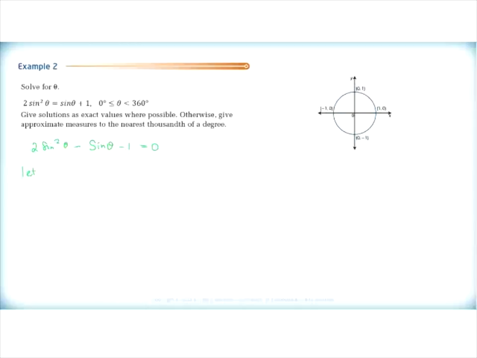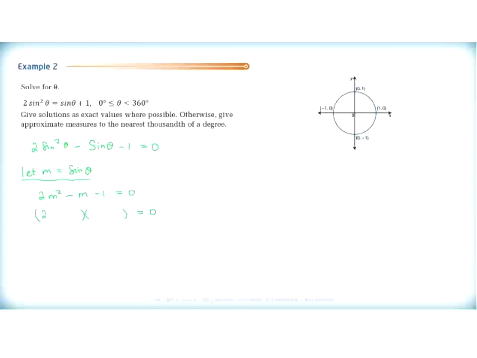Again, I'm going to let m equal sine theta so that it makes it a little simpler. That's all it does. And I get 2m squared, subtract m, subtract 1 equals 0. Now again, I'm going to factor this equation. To factor that equation, there are many different ways of factoring. Some of you, I'm sure, use decomposition. Some of you may use the method I use, which is trial and error. And some people may even use the box method.